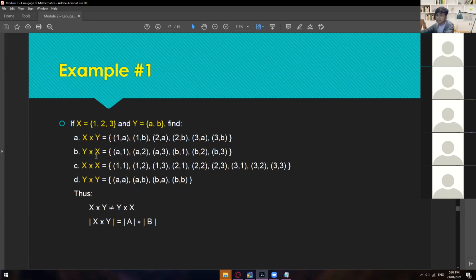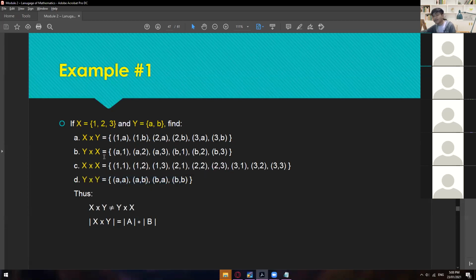How about y times x? In this case, just make your y the domain and your x the range. So this one first before this one. So A1, A2, A3, B1, B2, B3. Simple as that. And then for x times x, just multiply it to itself. So we have 1,1, 1,2, 1,3, 2,1, 2,2, 2,3, 3,1, 3,2, and then 3,3, which is now this one. And for y times y, just multiply y to itself. So we have AA, AB, BA, and BB. So that's how a Cartesian product works.